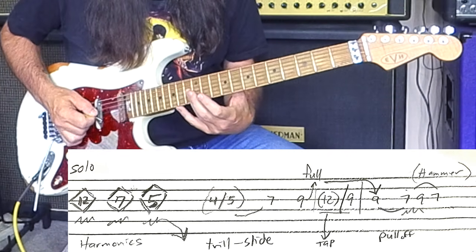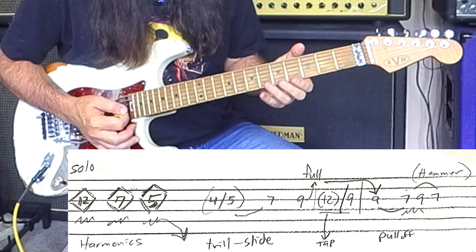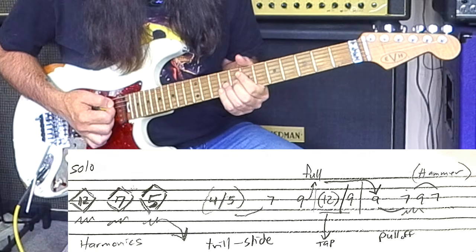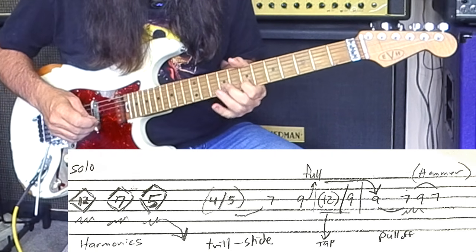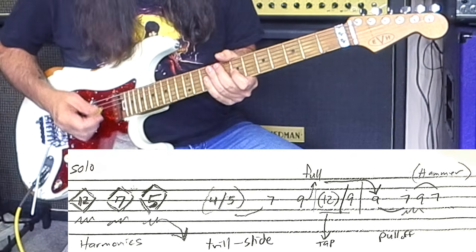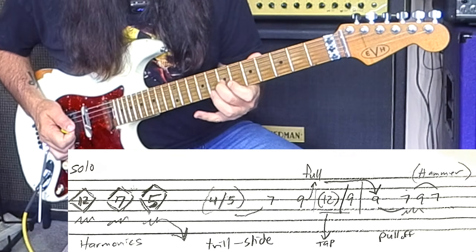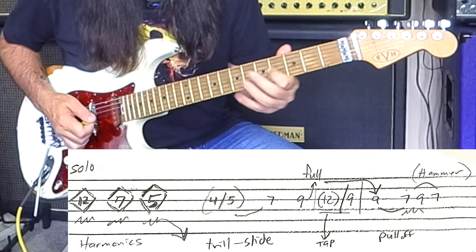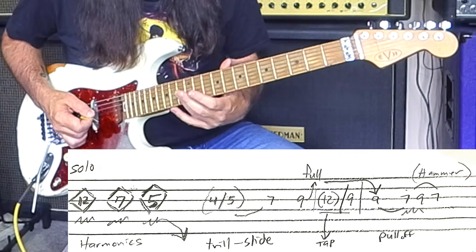So after those harmonics, nosedive, and then go. It's pretty fun. So what I'm doing there after the trill on 4 and 5, I'm going to slide up to 7 on the G string. This is all on the G. So this first part of the solo is all just this G string.